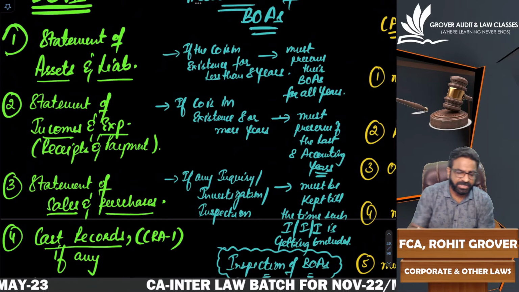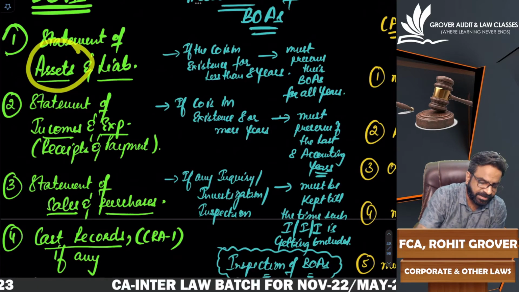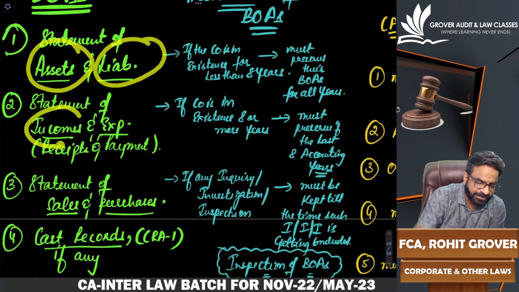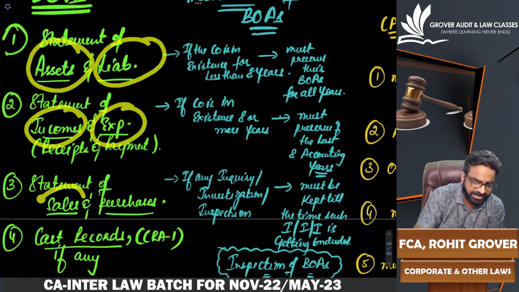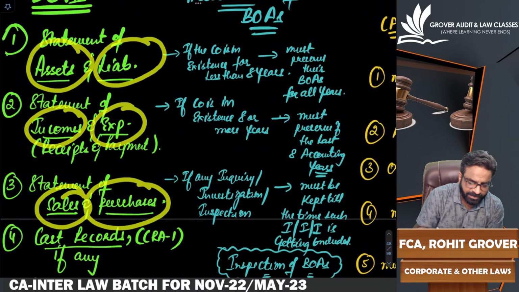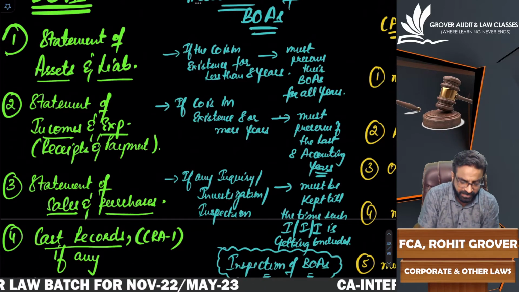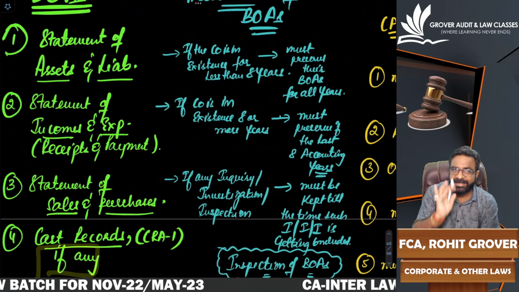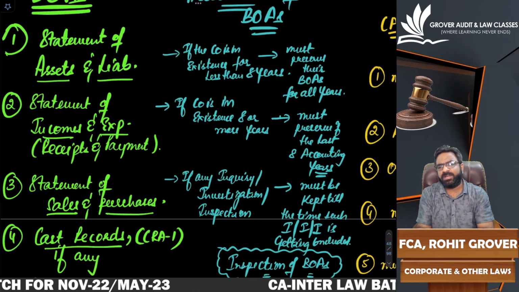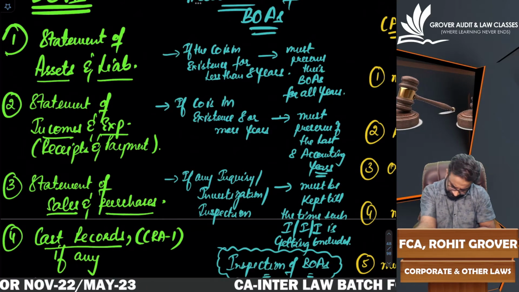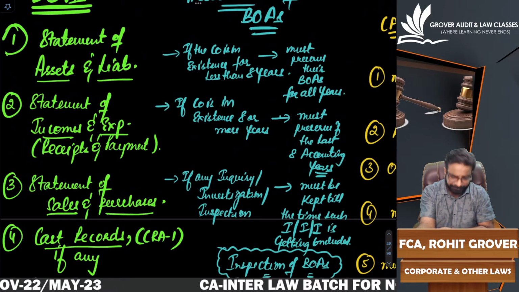So what are the general books of accounts? Assets and liabilities, incomes and expenditures, sales and purchases. But if you are a manufacturing company, it will be cost records. That's the reason for the words I use: "if any." If you are a manufacturing company, you have to prepare the cost records. Is it clear? Yes, sir.